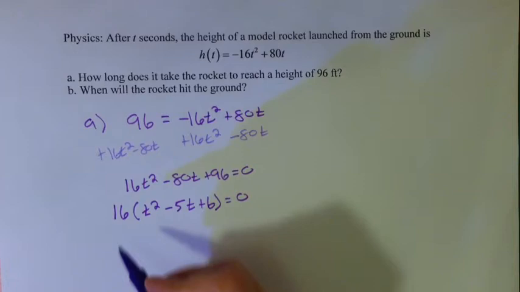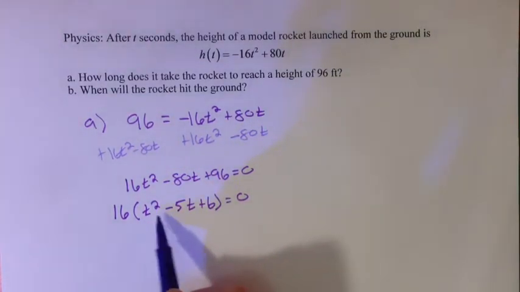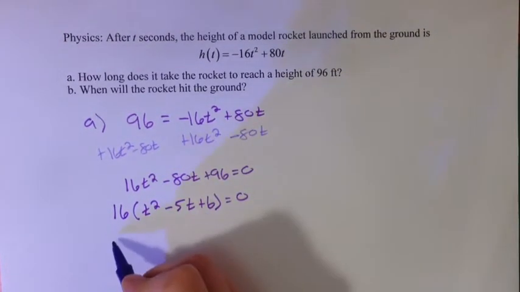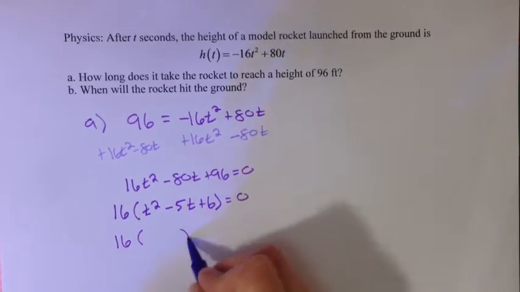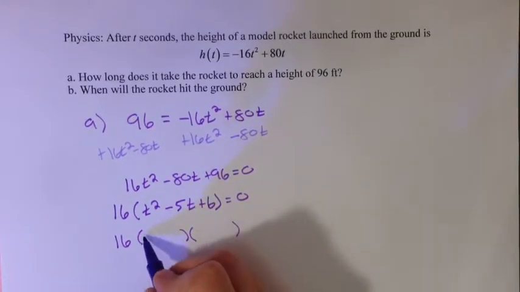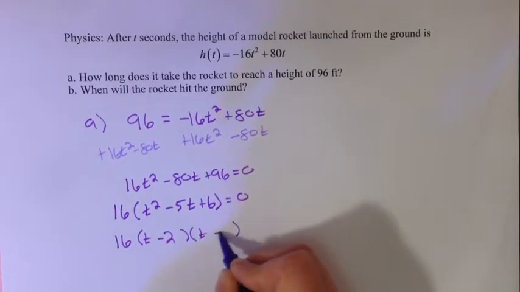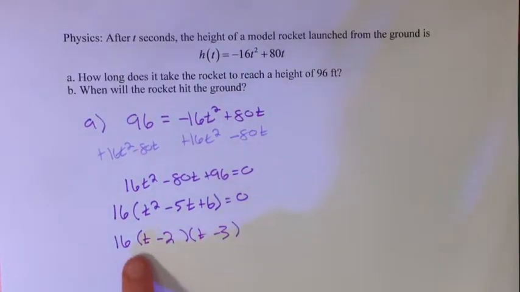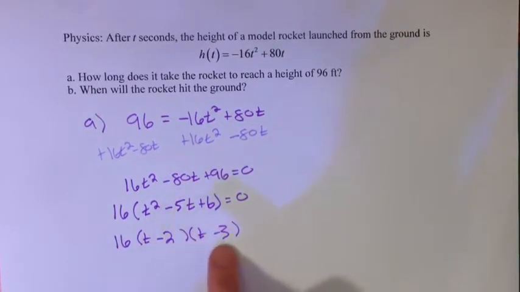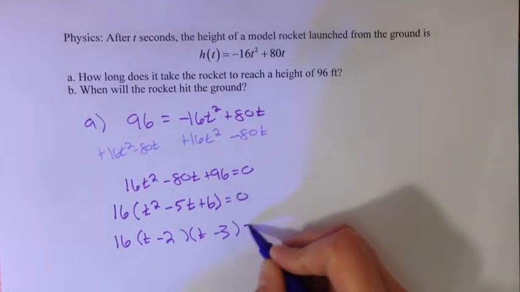Now that I've pulled that 16 out, I can factor t squared minus 5t plus 6, which is a little easier. I believe this should factor into t minus 2 and t minus 3. I can do a quick check in my head to make sure that that adds up correctly. When I FOIL this, I'll get t squared minus 3t minus 2t, which adds up to minus 5, and negative 2 times negative 3, which is that 6 there.